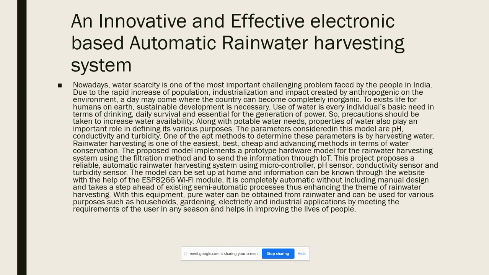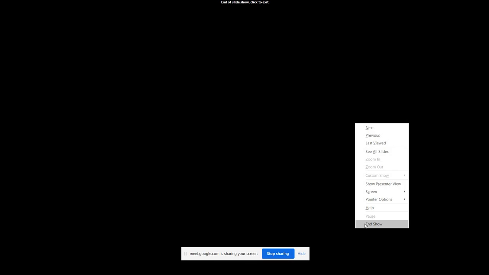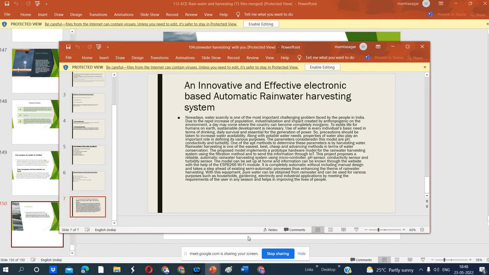Is there any computational designing, use of computers in that? Because automation is here. Yes, ma'am, I think so. Okay, thank you all the participants.